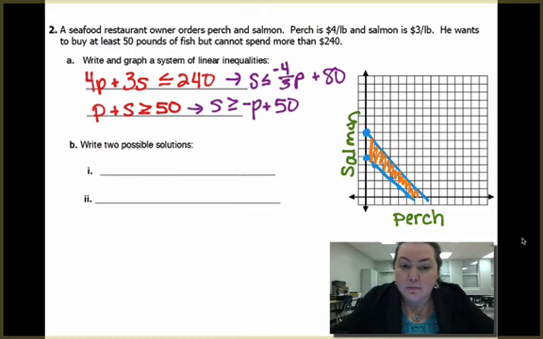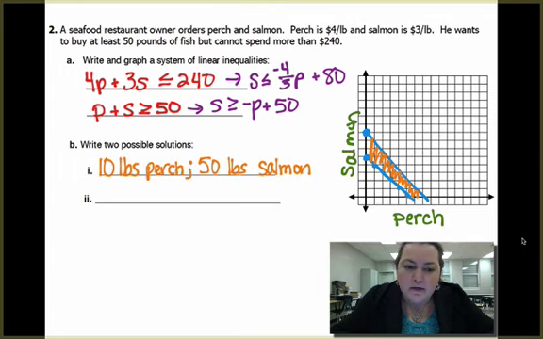Okay, you could pick a test point and figure out where the shading overlaps. Alright, 10 pounds of perch and 50 pounds of salmon would be a good point. And 30 pounds of perch and 30 pounds of salmon would be a good point. Those two would both fall in that orange section there.